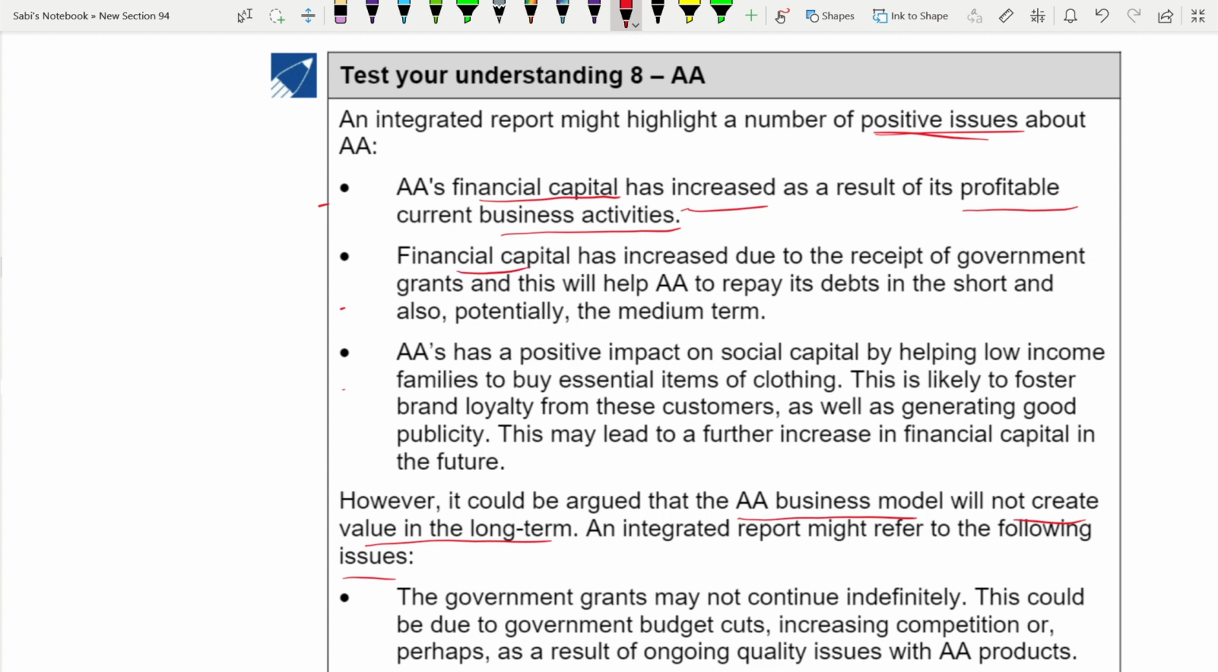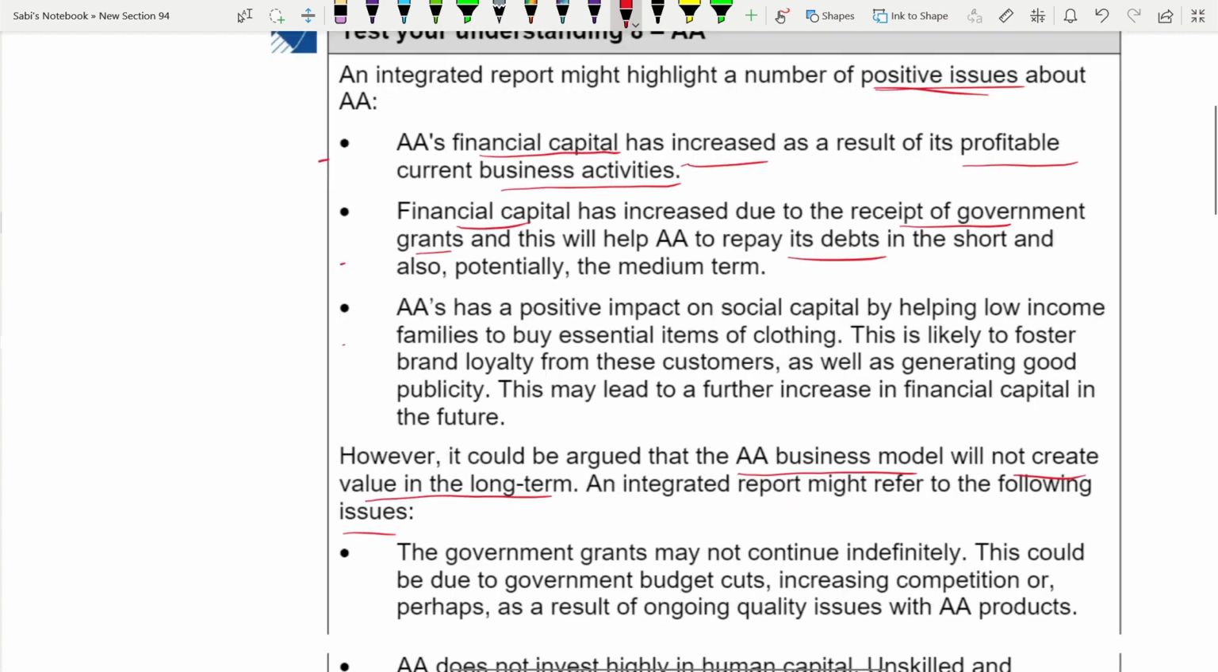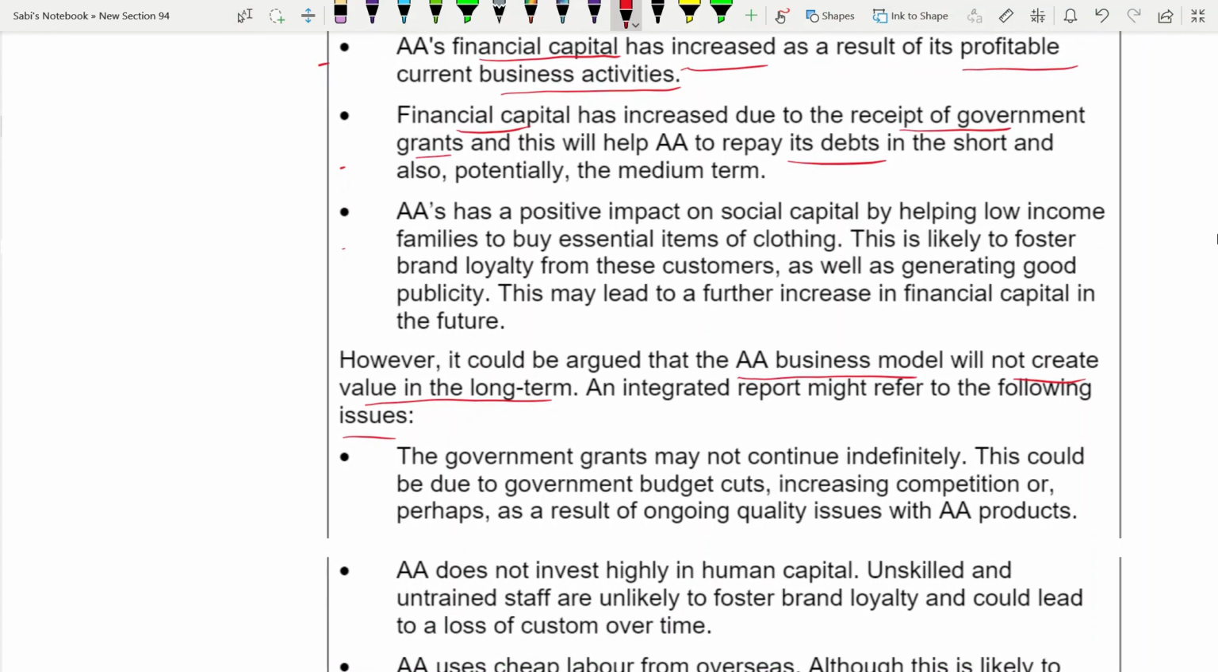Okay, why did it increase? One reason is profitable current business activities. Second reason, it could be due to the receipt of government grants. Maybe the government has given them some grant. So because the government has given them a grant, it will help them to repay their debt in the short and medium term. Okay, two reasons you got. Third reason, positive impact on social capital.